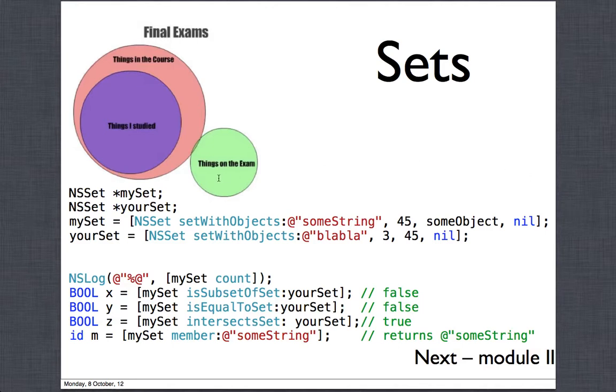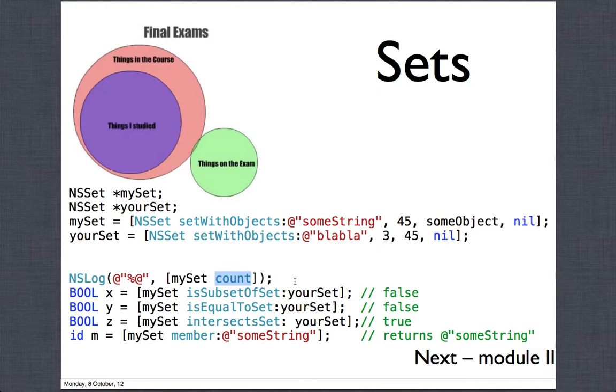So this is how you create a set. I created two sets, my set and your set. First I made, and you can put any objects in a set. So I put a string, a simple integer, some other object I created before, and this is of course the end of the set. So I have a count message. I can get the number of elements in my set.